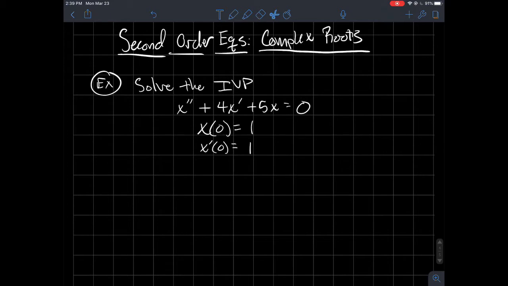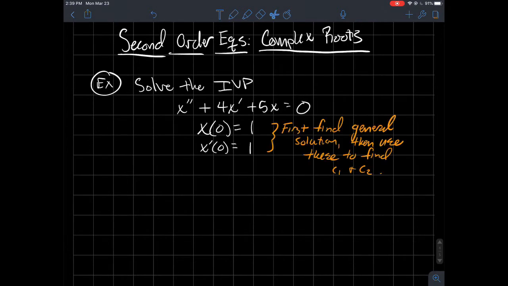The value of your function at 0 should be 1, and the last equation says the value of the derivative at 0 should be 1 as well. So you're going to use those at the end. So the first thing you should do is just find the general solution, and then you'll use those two initial conditions to help you figure out what are those coefficients C1 and C2 that you get.